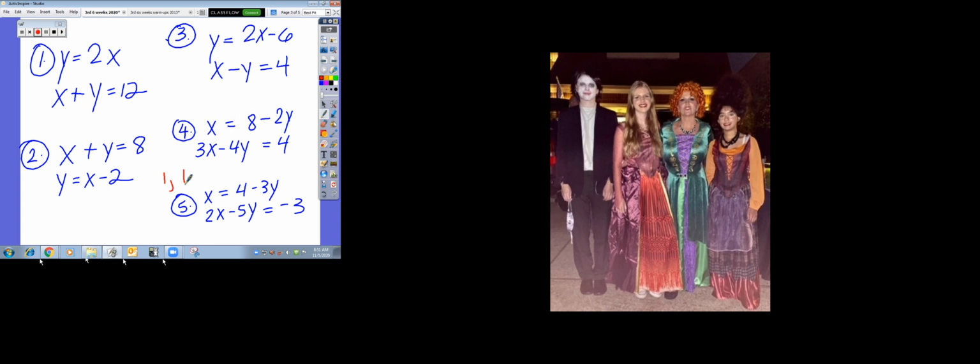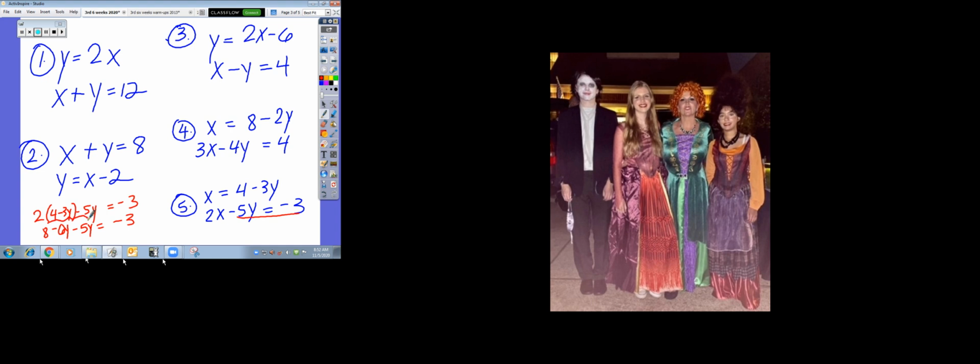Okay, let's try this one real quick. X equals 4 minus 3y, right? So this x is coming out and 4 minus 3y is going in its place, and I have to put it in parentheses. So instead of 2x, I have 2 parentheses 4 minus 3y, and then rewrite the rest of it, minus 5y equals -3. Distribute the 2. That's 8. Minus 6y minus 5y equals -3.